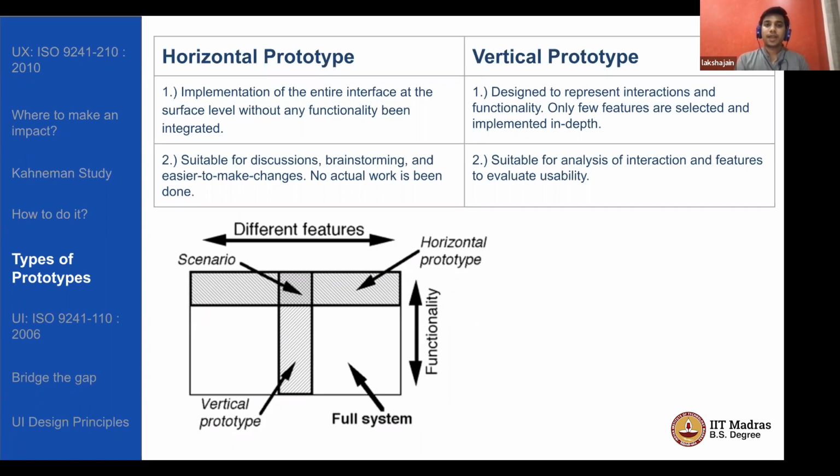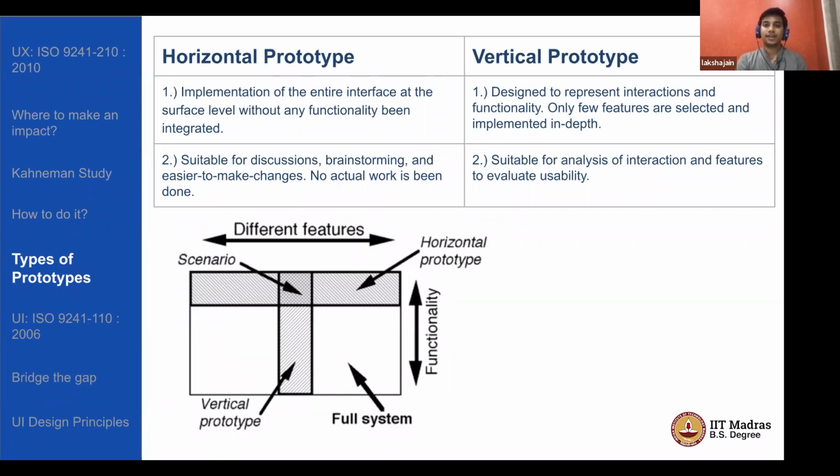Now we come over to the type of prototypes we have on a broader level. There are two, which are horizontal and vertical. Horizontal are the ones which are implemented at the surface level without any functionality being implemented in depth, whereas vertical are the ones where one important aspect of your application is taken up and built in depth.